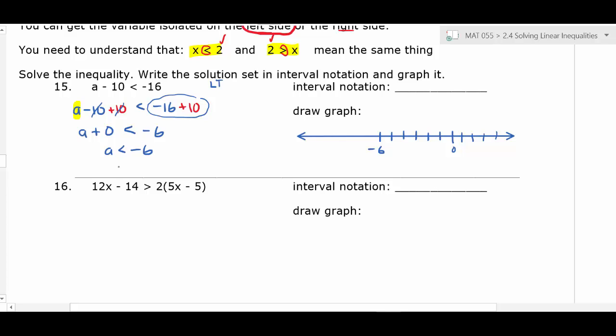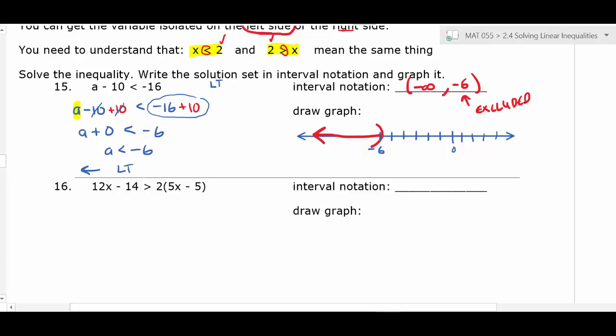So what this is, is less than. Less than means we're going to the left of that. So like we just got through doing, we're going to put a parenthesis on negative 6, and we're going to shade to the left of it. So that's the picture of it. All the solutions of this inequality are numbers less than negative 6. If we do this in interval notation, you have a parenthesis. Anytime it's less than, the infinity is on the left, so we say negative infinity. Then we stop at negative 6, and that negative 6 is excluded from the solution.